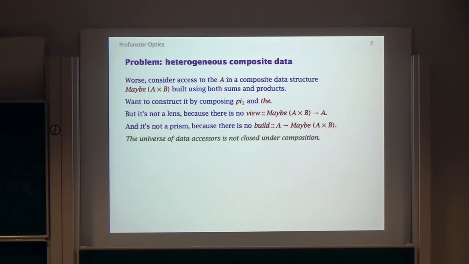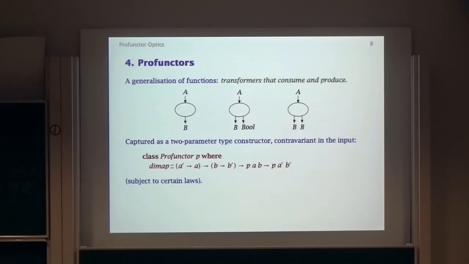And dually, there's no build function. There's no way of fulfilling the promise in the prism interface either. The build function would upcast an A to an optional AB pair, and the optional part is okay, but you need to get a B from somewhere, and if all you have is an A, then you can't. So it's not a lens, it's not a prism, it's not expressible in the format we've got. So this universe of data accessors is not closed under composition of data accessors. It's not a very good abstraction that I've shown you. So I'm going to show you a better one.